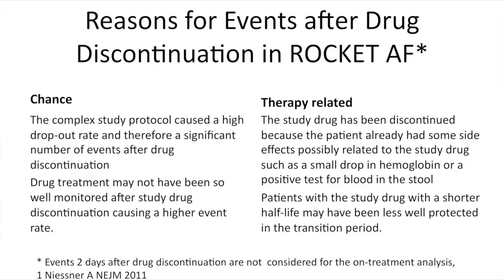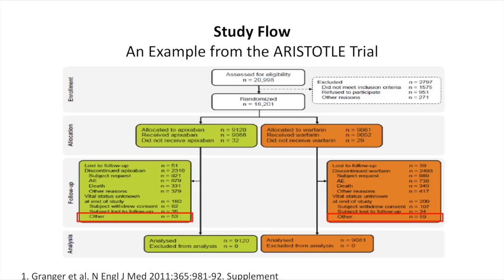There may also have been therapy-related reasons, and that's the thing which we are more afraid of, because they are therapy-related and may cause a bias. The study drug may have been discontinued because the patient already had some side effects, possibly related to the study drugs, such as a small drop in hemoglobin or a positive test for blood in the stool or something else, and decided to discontinue. Or the patient with the study drug with a shorter half-life may have been less well protected in the transition period.